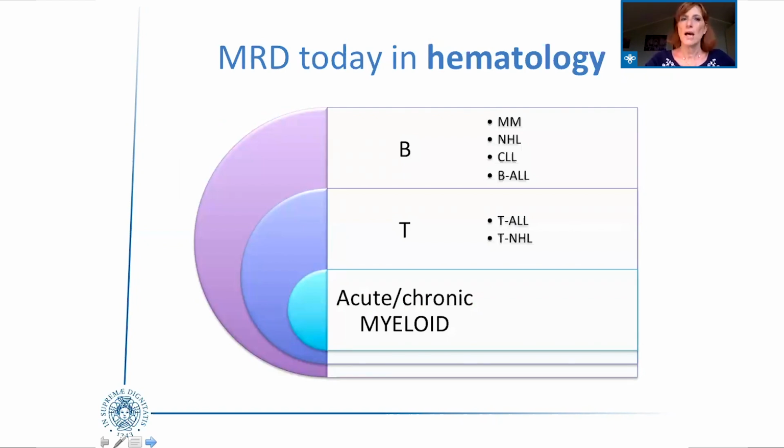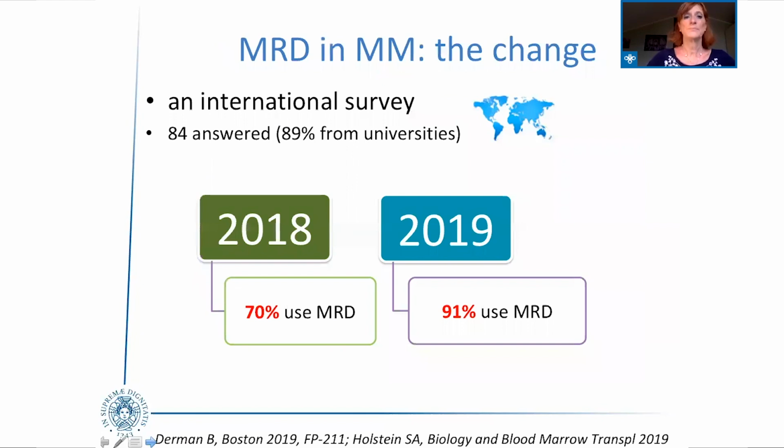In hematology today, MRD is really relevant for our clinical practice. In all diseases, acute and chronic myeloid disorders, T lymphomas and acute leukemias, and especially B disorders, such as multiple myeloma, non-Hodgkin lymphomas, chronic lymphocytic leukemia, and B acute lymphoblastic leukemia. Unfortunately, today we do not have enough time for treating MRD in all these diseases. So we decided to focus our attention on B cell diseases.